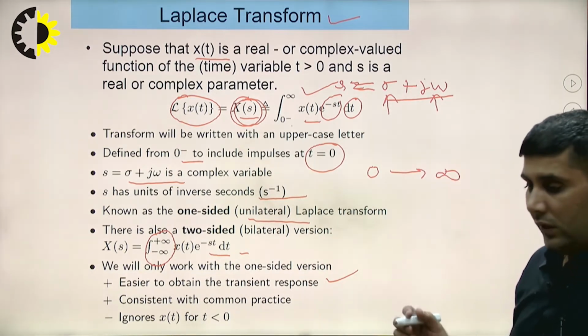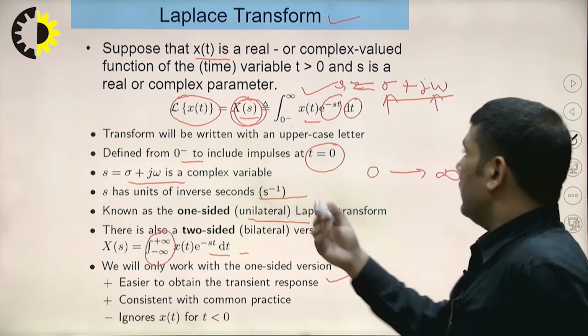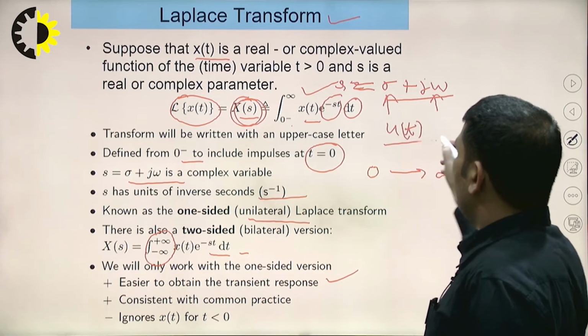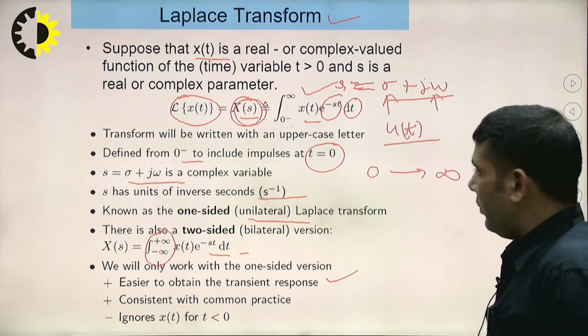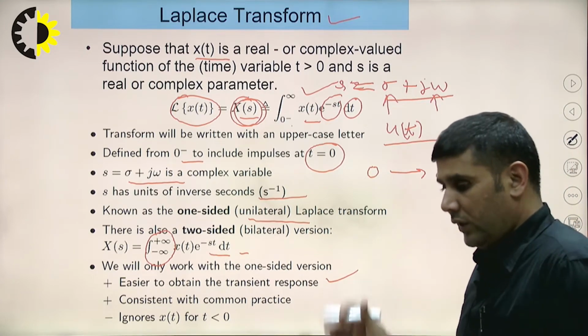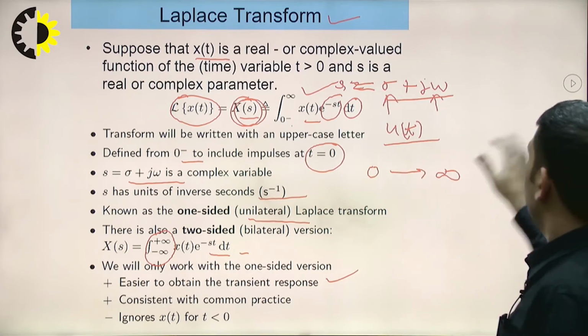Now the question arises: if the signal exists from minus infinity to plus infinity, then what to do? The case is very simple: multiply the signal with u(t), that is the unit step signal, and your problem will be solved automatically. We will see it in the coming video lectures also. So let us discuss it further.